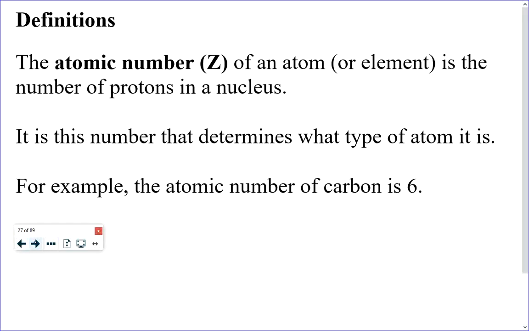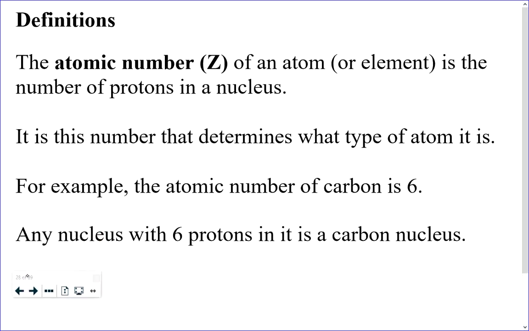I used uranium as an example, but we could also talk about carbon. Carbon is atomic number 6, and what that means is every carbon atom in the universe has 6 protons. Any nucleus with 6 protons must be carbon.